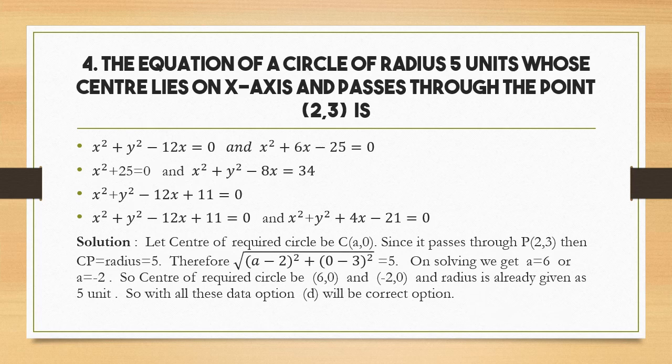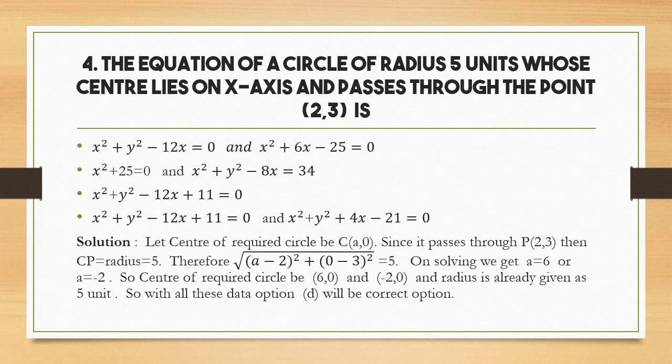In the next question, they have asked: what is the equation of the circle of radius 5 units whose center lies on the x-axis and passes through the point 2, 3? They have given a few options. First option: x square plus y square minus 12x equal to 0 and x square plus 6x minus 25 equal to 0. Second option: x square plus 25 equal to 0 and x square plus y square minus 8x equal to 34. Third option: x square plus y square minus 12x plus 11 equal to 0. Fourth option, again multiple answers: x square plus y square minus 12x plus 11 equal to 0 and x square plus y square plus 4x minus 21 equals 0.